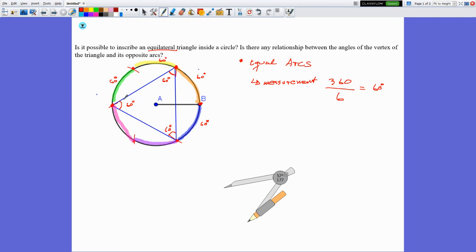Now notice that this fits the definition of an equilateral triangle. Here we have completed a triangle with equal angles, and therefore all its sides must be equal as well.